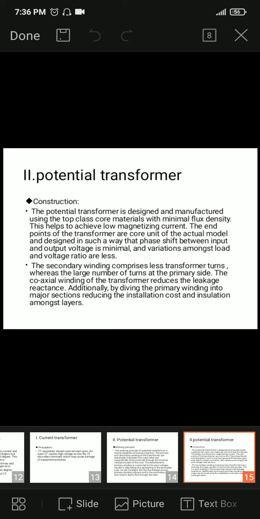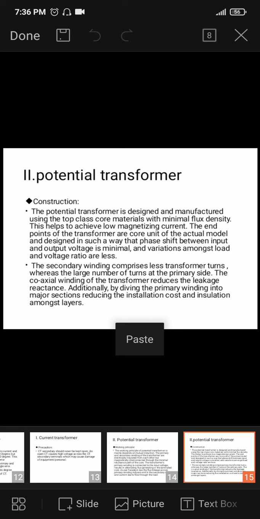The construction of the potential transformer: it is designed and manufactured using top class core materials with minimal flux density. This helps to achieve low magnetizing current. It is designed in such a way that the phase shift between input and output voltage is minimal and variations amongst load and voltage ratio are less.